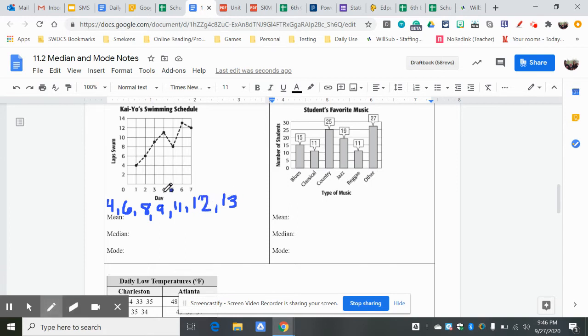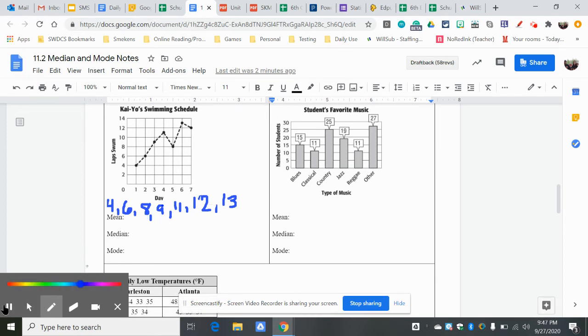So I don't use these numbers on the bottom. Those are my days. This is my swim laps. I'm using my data points. And I had 1, 2, 3, 4, 5, 6, 7 data points. Okay, you can do the mean here. Add up these numbers and then divide by however many numbers that you see. So what is the mean for number 5?